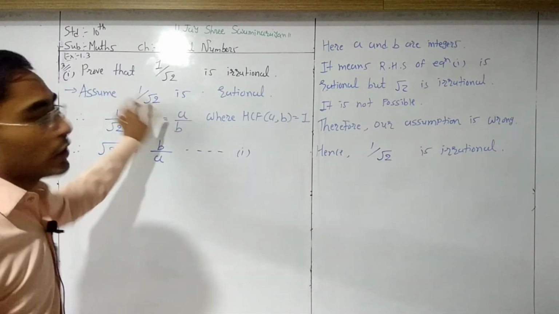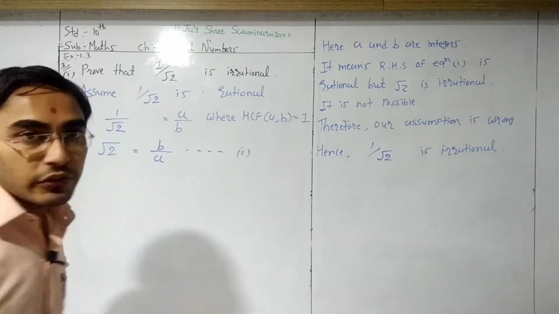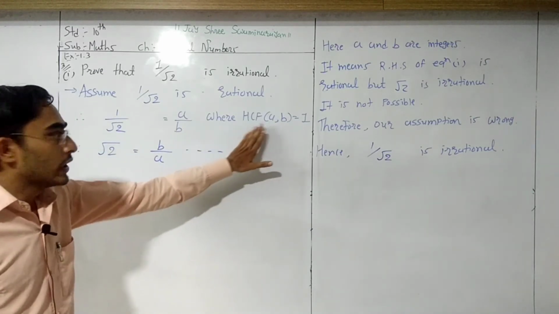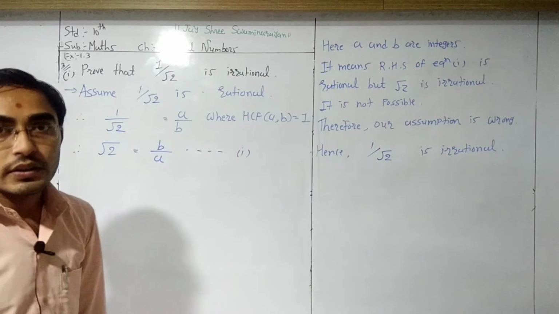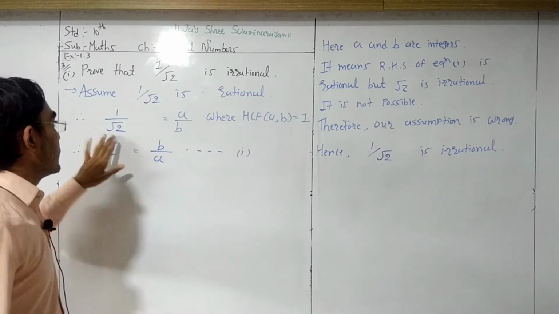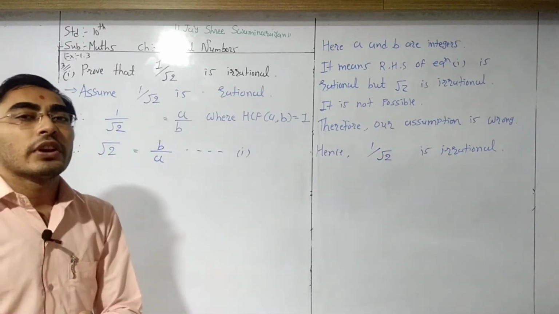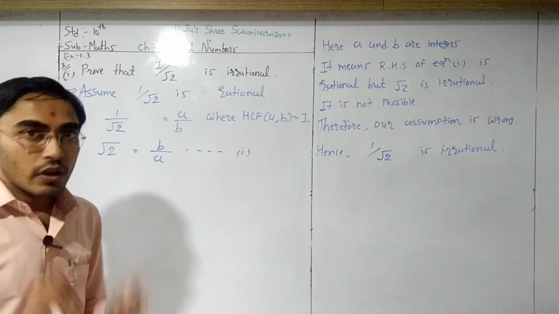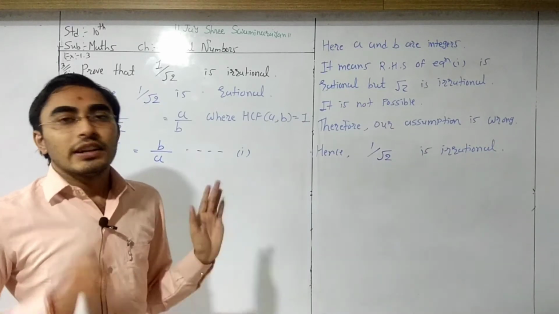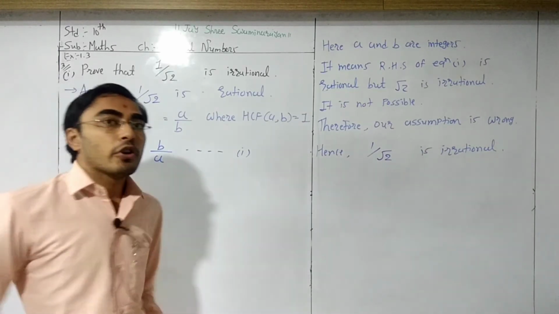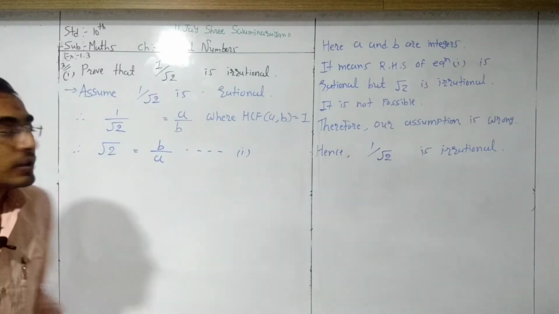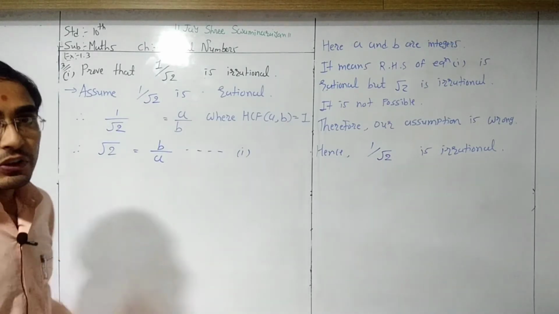right? If 1 upon under root 2 is a rational number, then we can represent it in the form of a by b, right? Where HCF of a and b is equal to 1. Okay, now same as we did in question number 2, here we have under root 2. So on one side, either left hand side or right hand side, we want only under root 2.